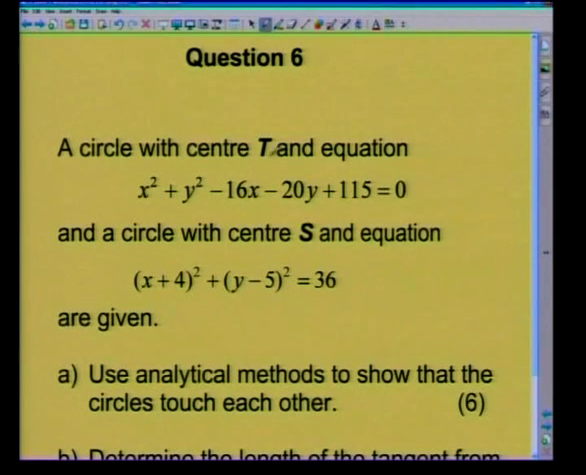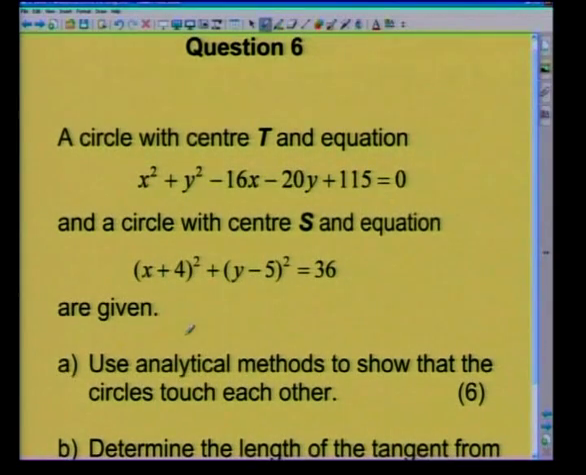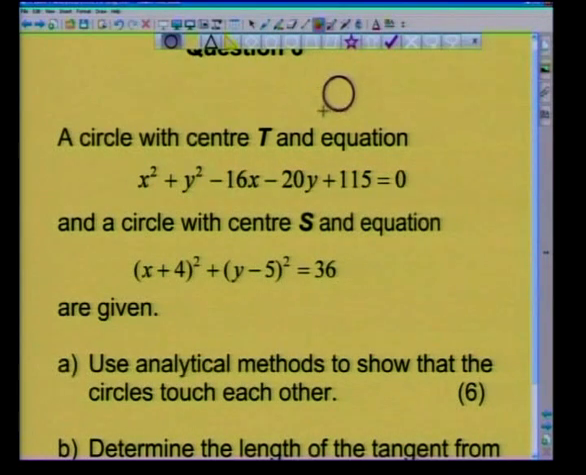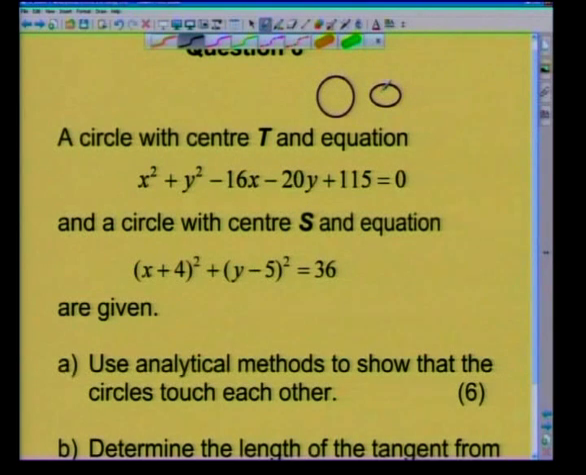It says a circle with center T and this equation, and a circle with center S and this equation are given. Use analytical methods to show that the circles touch each other. Oh my goodness, what are they on about now? Well, actually what it means is the following. They want me to show that if I have a circle and another circle of various sizes, and that looks almost like an ellipse rather than a circle, so let's just see if we can rectify it a little bit, make it look a little bit more circular.